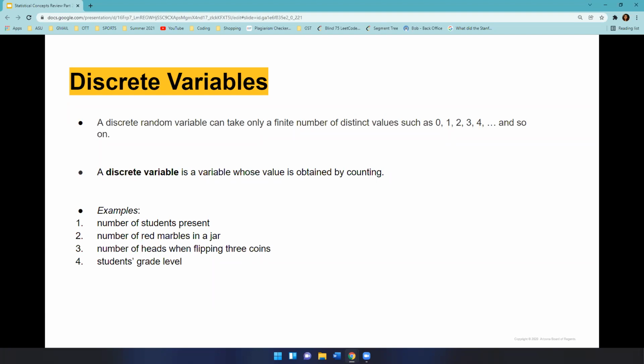Suppose in an experiment, you can count number of heads while flipping 3 coins. You can count students' grade level. So basically it's A plus, B plus, something like that. So all these examples are of discrete variable.